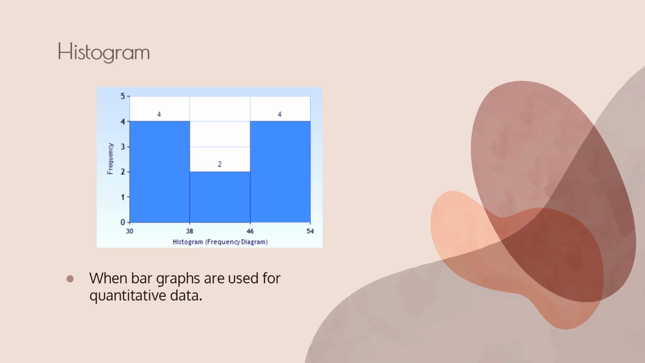Next, we have our histogram. Now, histograms are a lot like your bar graph. In fact, it is a variation of our bar graph, but this time it is used for quantitative data. And typically, a histogram would be arranged from highest to lowest. If we had more observations, then we're going to find that our histogram is arranged from highest to lowest frequency. Okay, but this is basically a bar graph that is used for quantitative data.